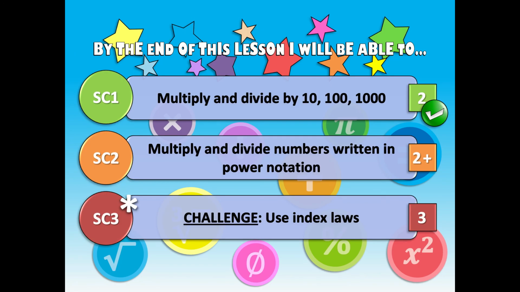And now we've completed success criteria 1. So now we're going to move on to number 2, and this is to multiply and divide numbers written in power notation.